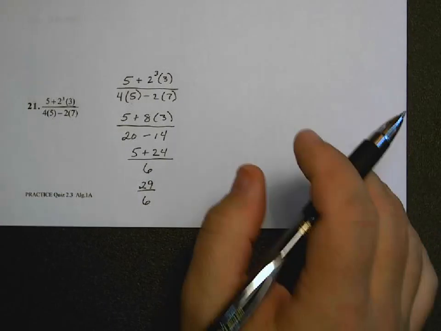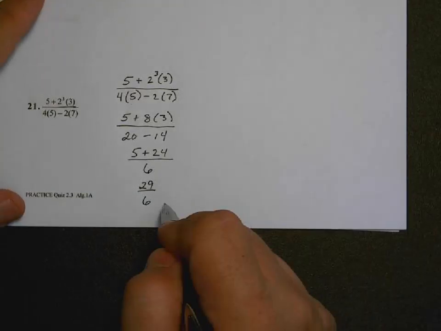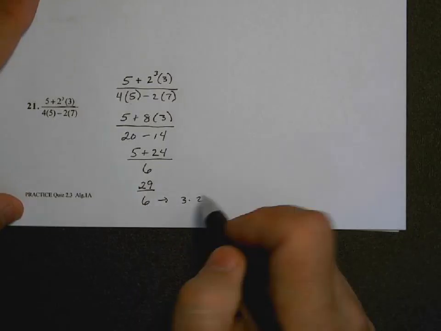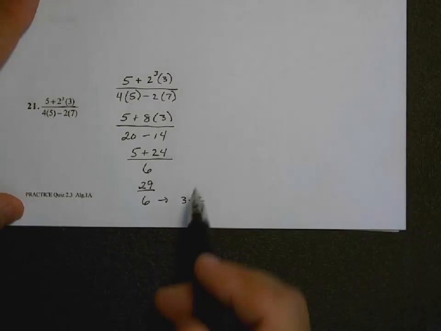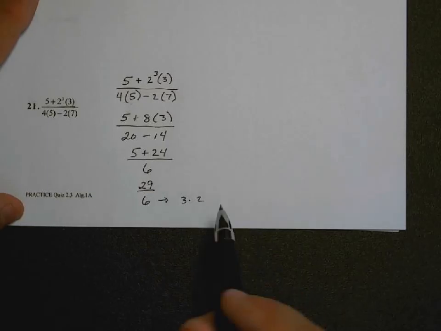Now, many of you ask, how do I know whether or not I can simplify? Well, let's look. What are the factors of 6? Just 3 and 2. Those are the only prime factors that I have. If I look, does 3 go into 29? No, it doesn't. Does 2 go into 29? No, it doesn't. Those are the only factors that I have to worry about.